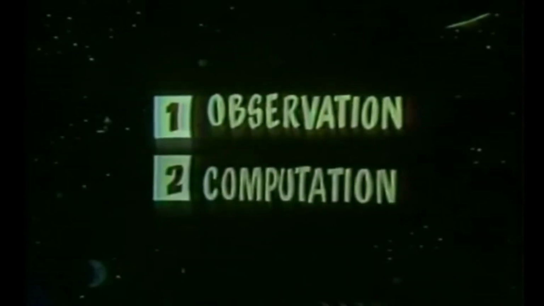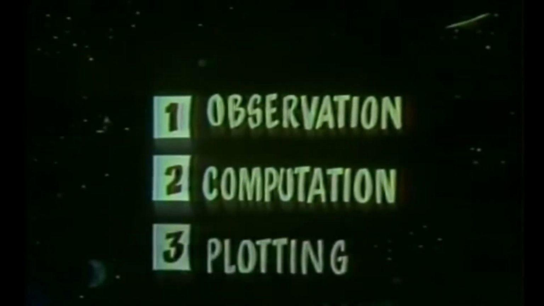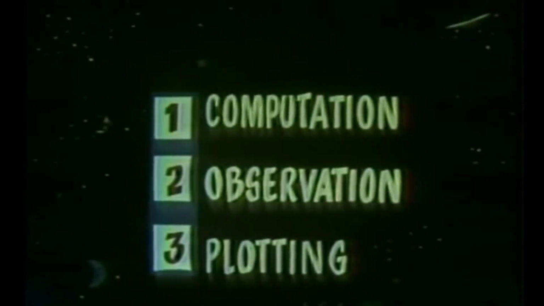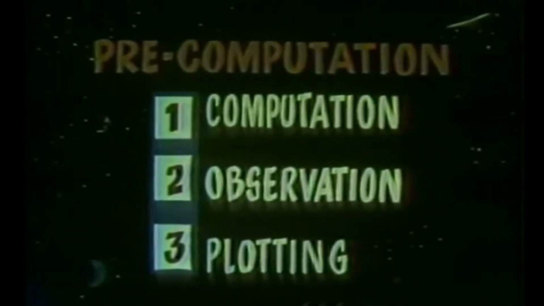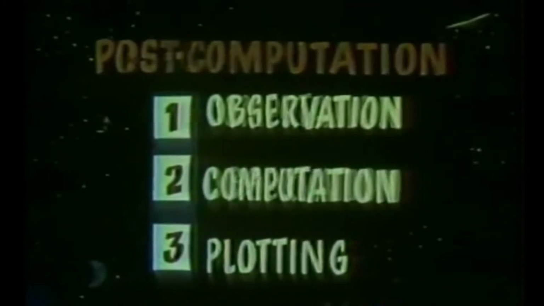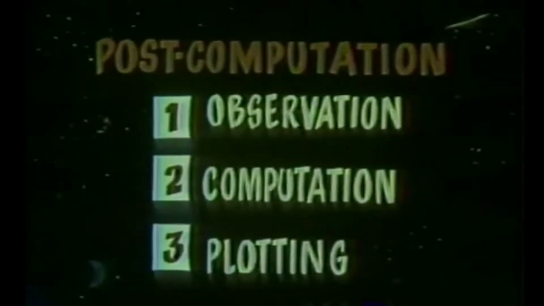There are 3 steps required to establish a celestial line of position: observation, computation, and plotting. The sequence of these steps may be altered depending on which of 2 approaches you select. In the pre-computation method, computation is made for a predetermined time. Then an observation is made at that time, followed by plotting. But we'll use the post-computation method with the observation first.